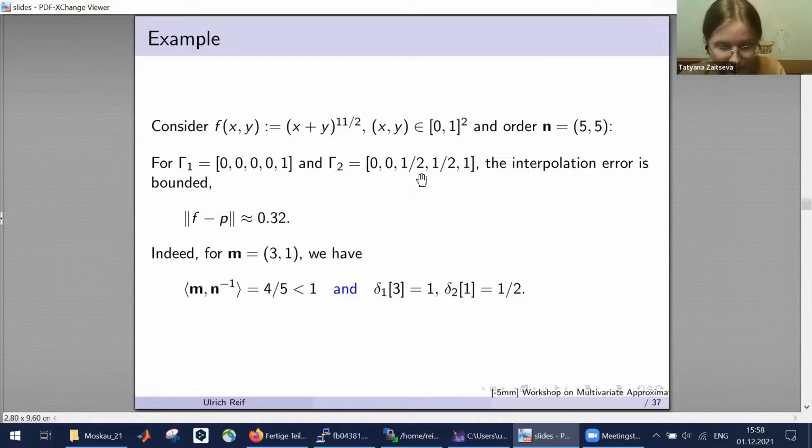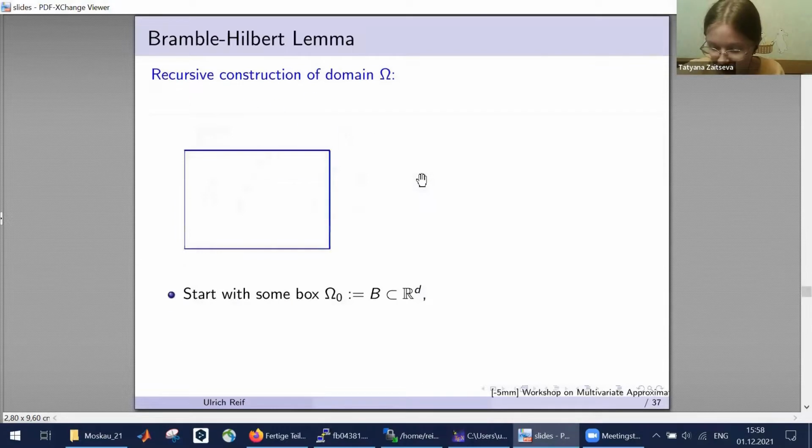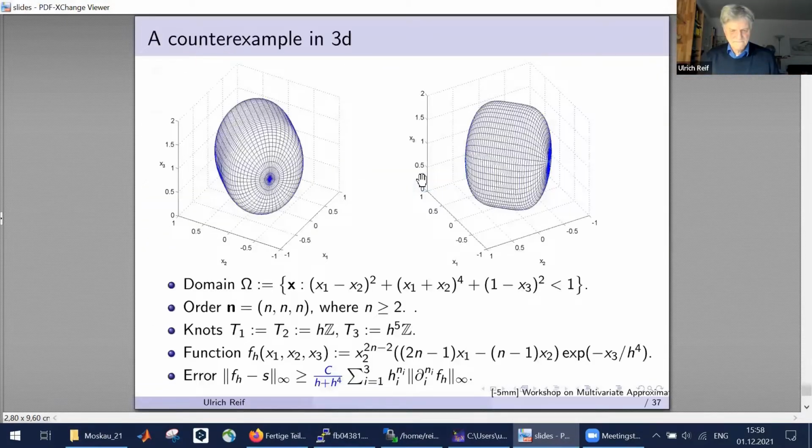Then I'll try to ask another one, also a short one. In the last part of your talk, you said the result in 3D, the last result which we discussed, and I wanted to ask if there are some results with more strict restrictions on the domain. No. Okay. I think so.